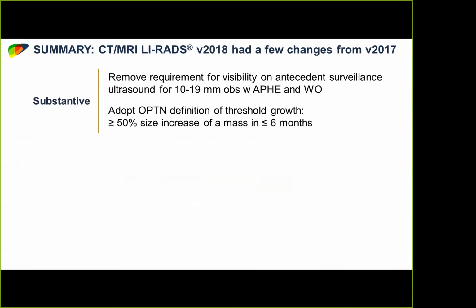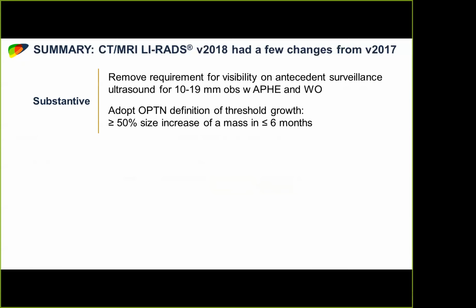There were two substantial changes, and the change that was imposed by AASLD is that they no longer want a requirement for ultrasound visibility as part of the criteria, which used to be their requirement previously. They don't want it anymore. So from now on, any 10 to 19 millimeter observation which has arterial phase hyperenhancement and washout is categorized LI-RADS 5. It doesn't matter if there's ultrasound visibility or not.